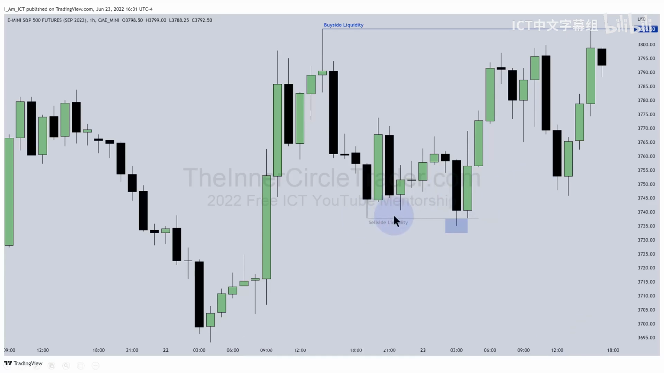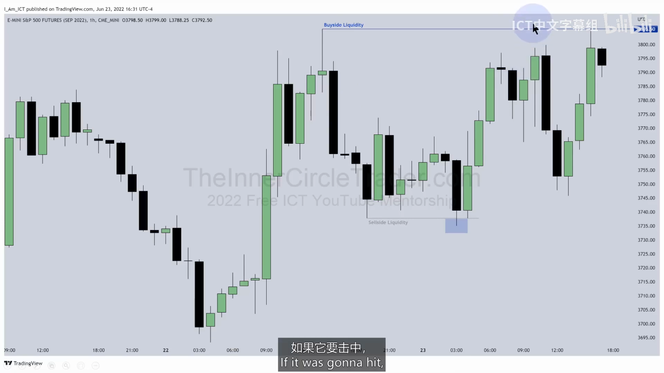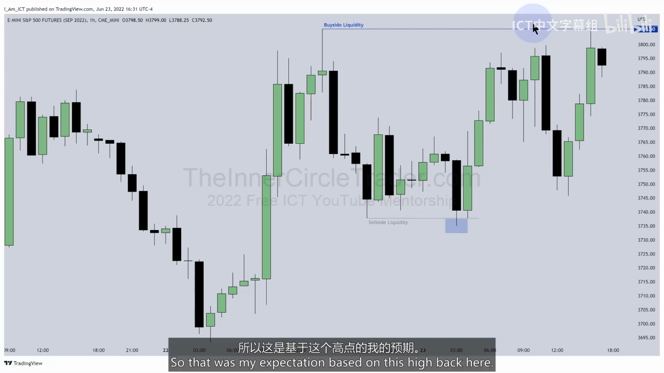We had sell side liquidity here. The market dropped down, took that sell side out, rallied up. Buy side here. I was looking for the 38.05 level today, and this is the reason why. And I was looking at it early on in the morning. I wanted to see it run up here and hit that. If it was going to hit it, I would have been watching for a potential short to form, but it didn't do it. So that was my expectation based on this high back here.